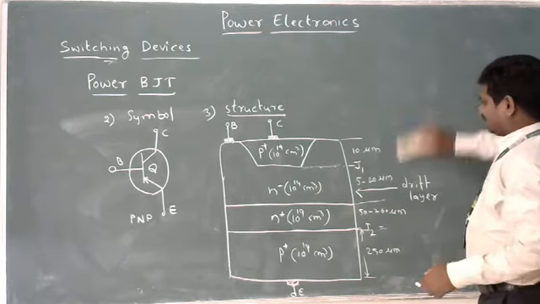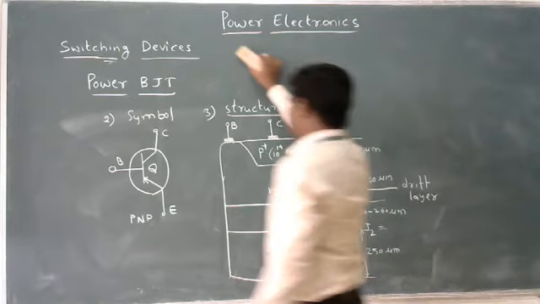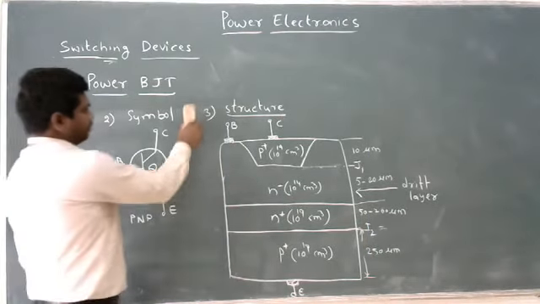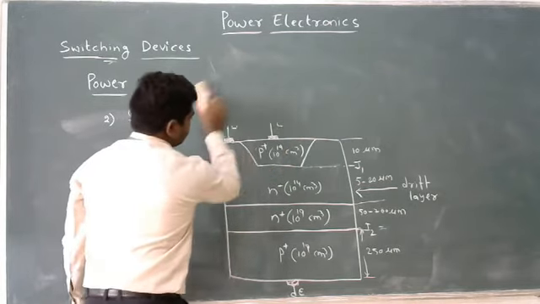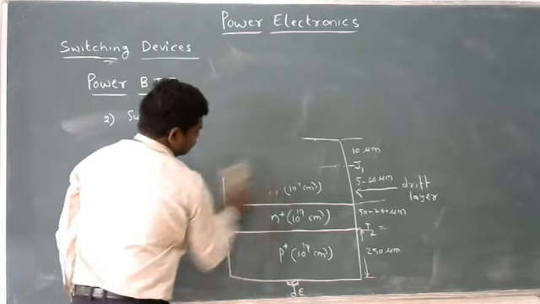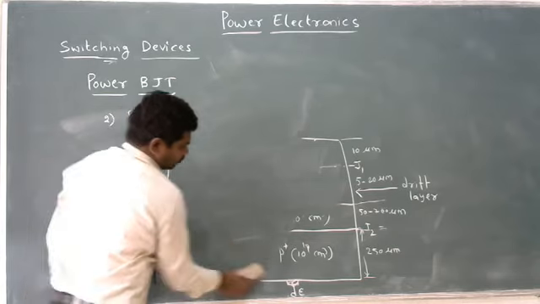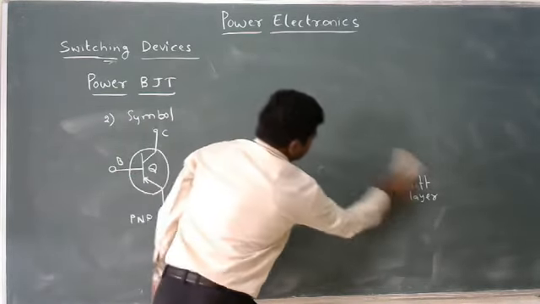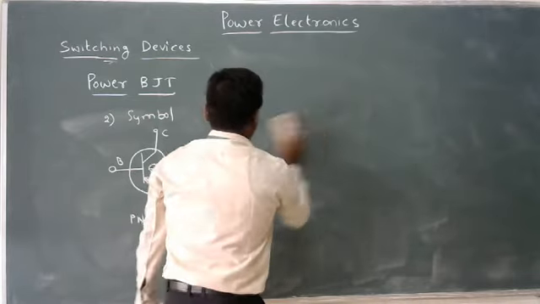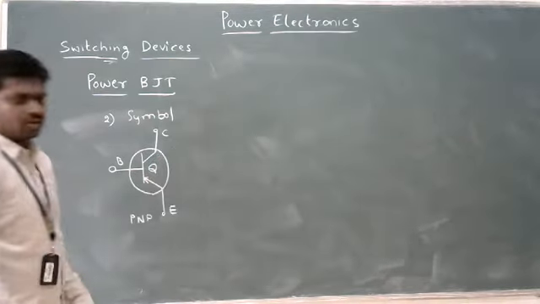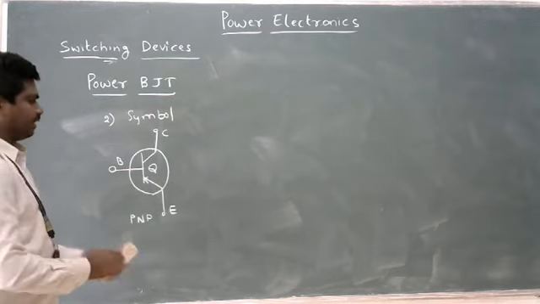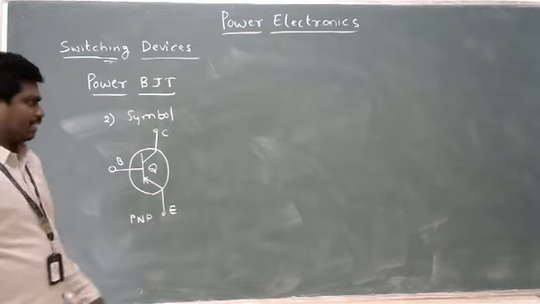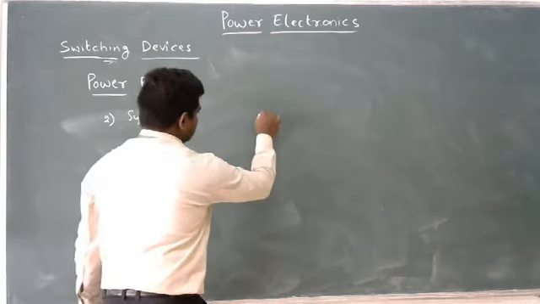Next we'll see the VI characteristics of the power BJT. For VI characteristics, we are going to see the output characteristics. We will also see the operation of the BJT when we see the working of the power BJT along with the characteristics. We will see the characteristics first.